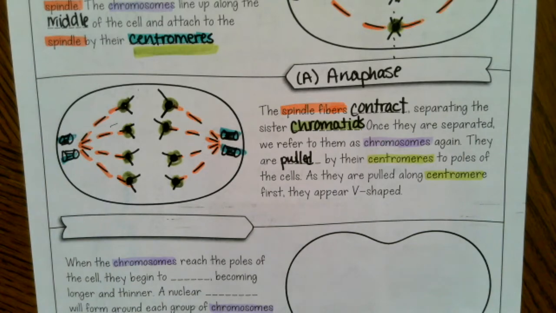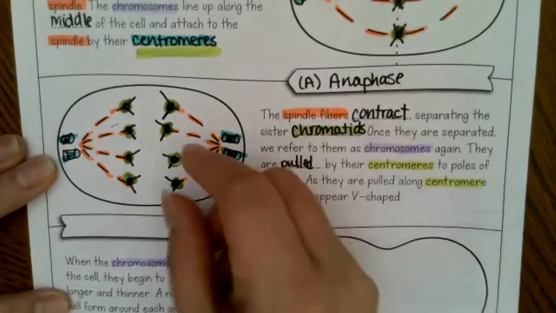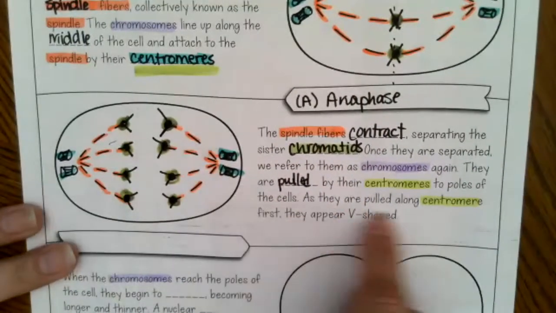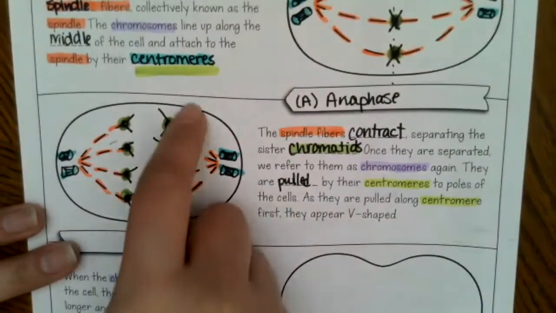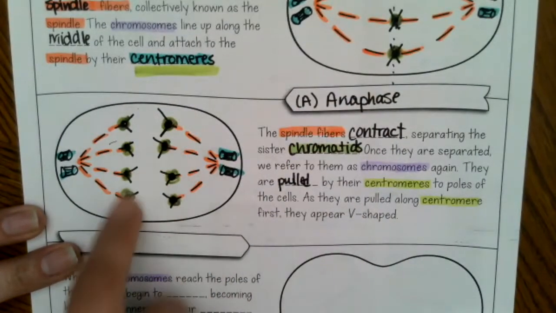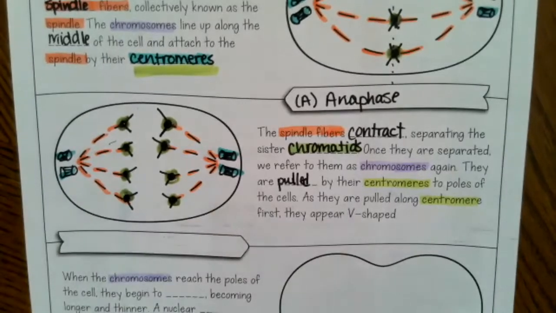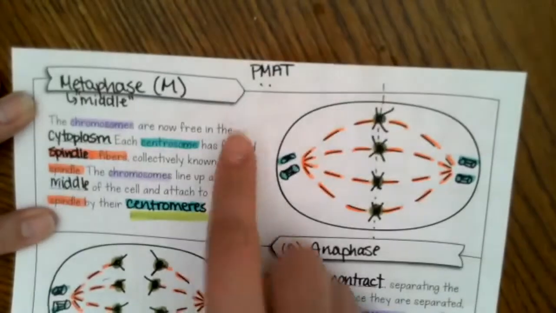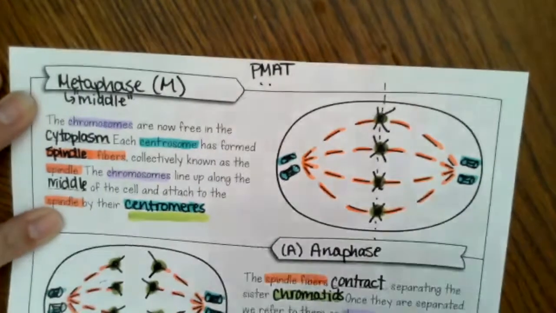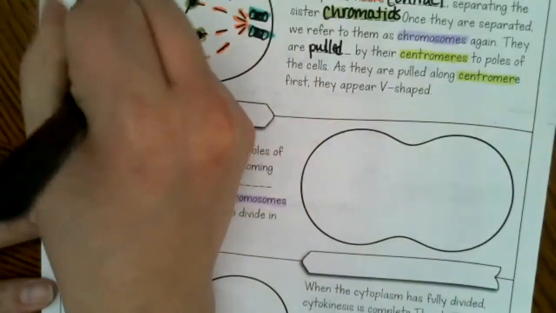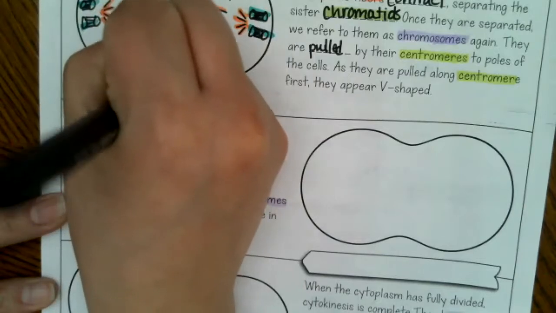But anyways, spindle fibers are going to contract. They're going to pull apart those X's, and they're going to make them look V-shaped here. And once again, these have gone from sister chromatids over here to chromosomes down here. Got it? Awesome. Now, real quick look back up to the top here where we wrote our PMAT. We took care of the P, the M, the A, and finally we are on to our last phase, which is known as telophase. So T for telophase.